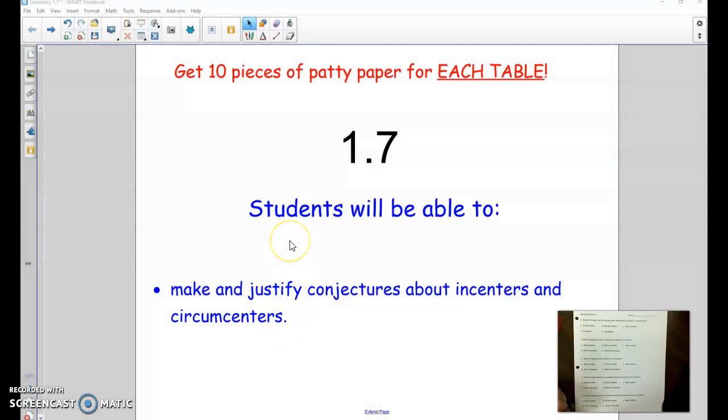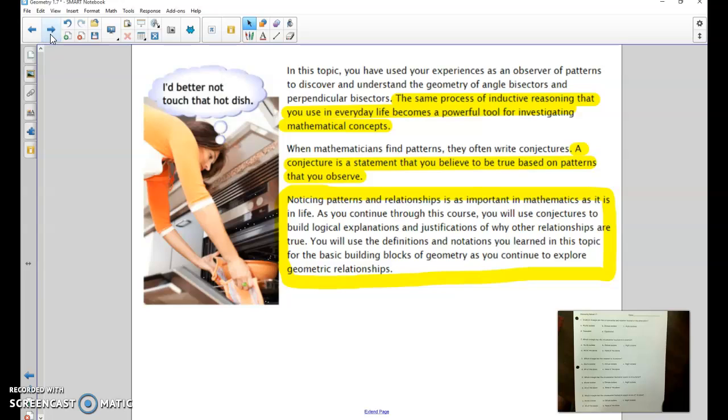So today we're going to be making and justifying some conjectures about incenters and circumcenters. But before we do so, we're going to do a little bit of a review of what we've learned so far in topic 1. So remember, we've been using inductive reasoning. And inductive reasoning is when you are making your judgments or conclusions based on patterns. And you do this every day. You just didn't probably know it was called inductive reasoning.